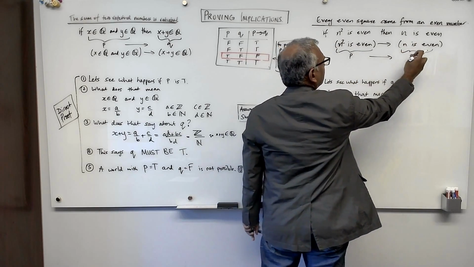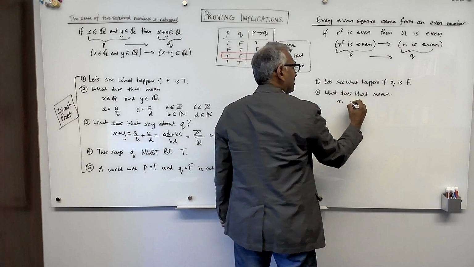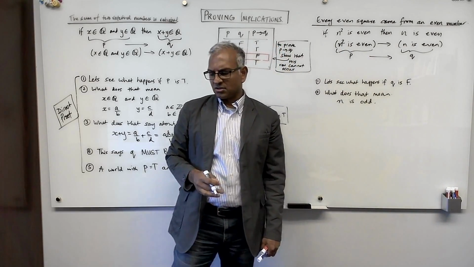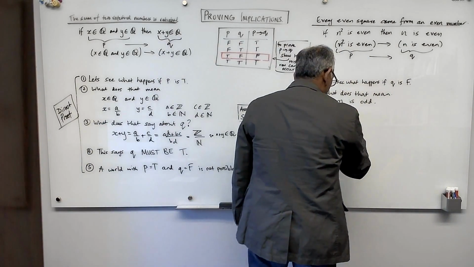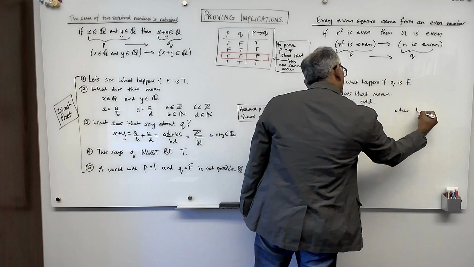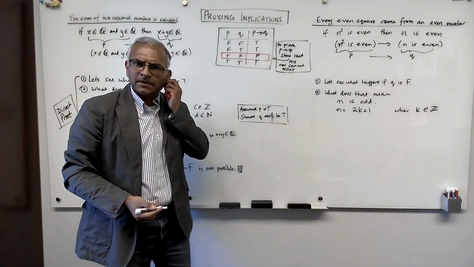Okay, it means that, since Q is false, N is not even. So if N is not even, it means that N is odd. And we know from our previous discussion of odd and even numbers, this means that N is equal to 2k plus 1, where k is an integer.